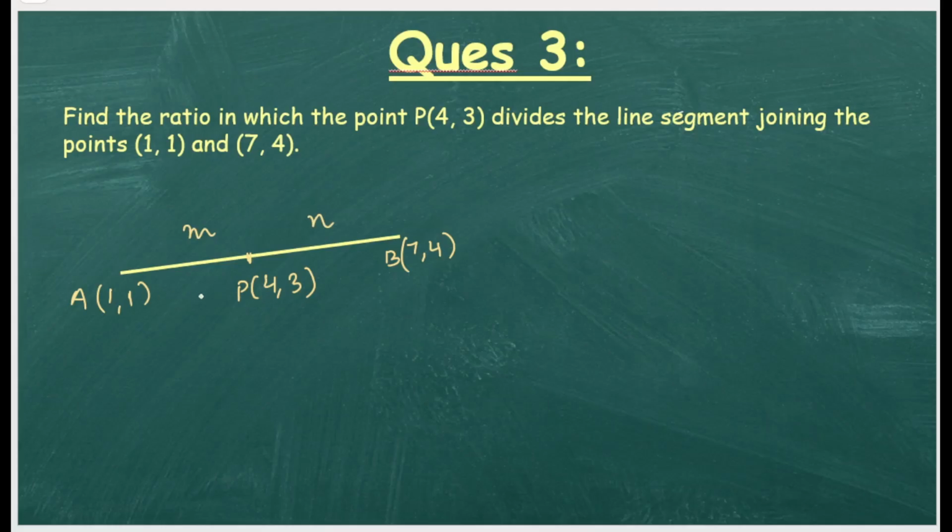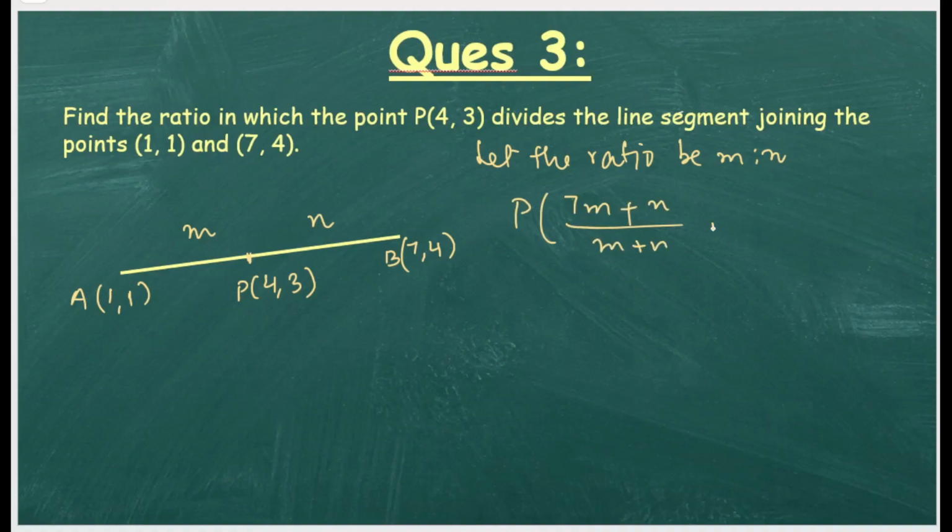Now in the previous questions, the coordinates of P were required to find out and the ratio was given. Here the ratio is unknown and the coordinates of P are given to you. So we will apply the section formula as usual, and let's see what we get. Let the ratio be m is to n, and by the section formula, we get the P coordinates as (m times 7 means 7m plus n times 1 means n) over m plus n, comma, y coordinate m times 4 means 4m plus n times 1 means just n, over m plus n.